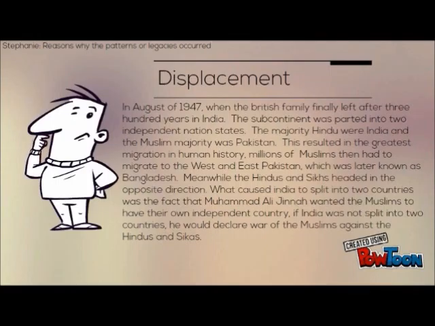What caused India to split into two countries was the fact that Muhammad Ali Jinnah wanted Muslims to have their own independent country. If India was not split into countries, he would declare war of the Muslims against the Hindus.